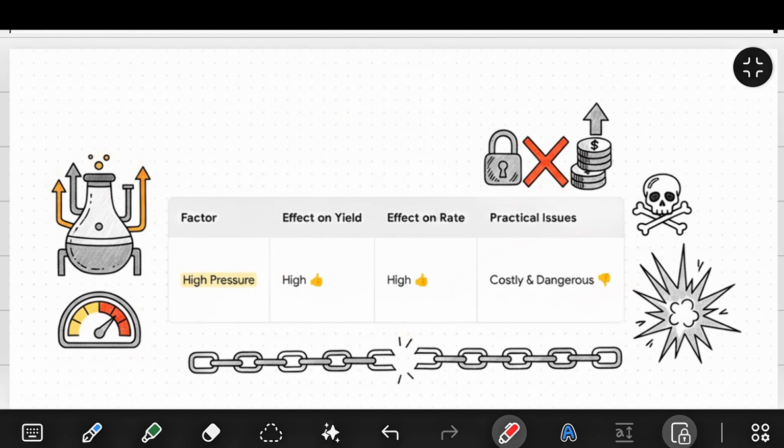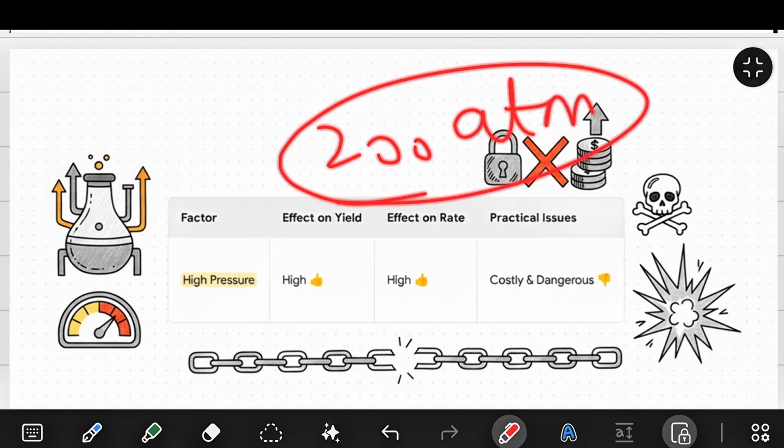Now, maintaining a high pressure like 200 atmospheres is extremely costly. You can't go lower than that, because if we go lower than that, we will get a lower rate of reaction and a lower yield of ammonia. So we can't go lower. We can go higher, but it will be costly and dangerous.